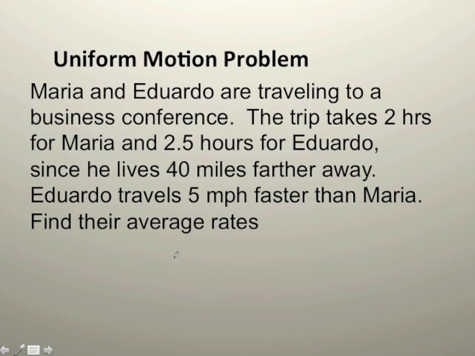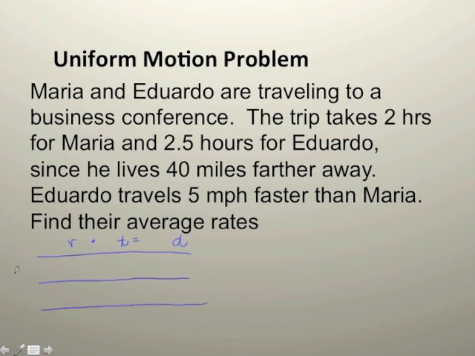Now here's a uniform motion problem. Maria and Eduardo are traveling to a business conference. The trip takes 2 hours for Maria and 2.5 hours for Eduardo, since he lives 40 miles farther away. Eduardo travels 5 miles per hour faster than Maria. Find their average rates. Well, when I'm doing a uniform motion problem, I usually set up a box and I say rate times time equals distance. And I'll fill in the information they gave me from the problem.